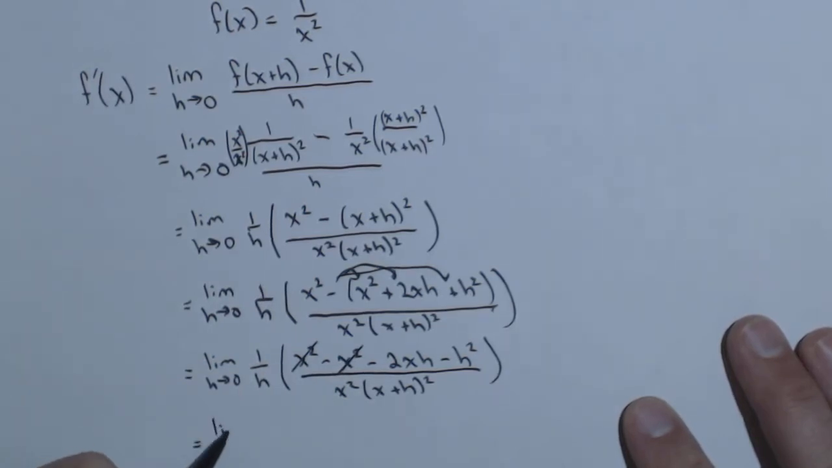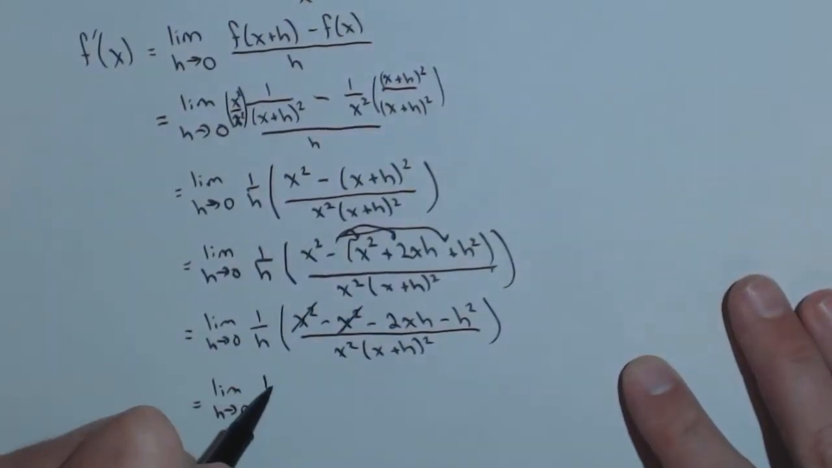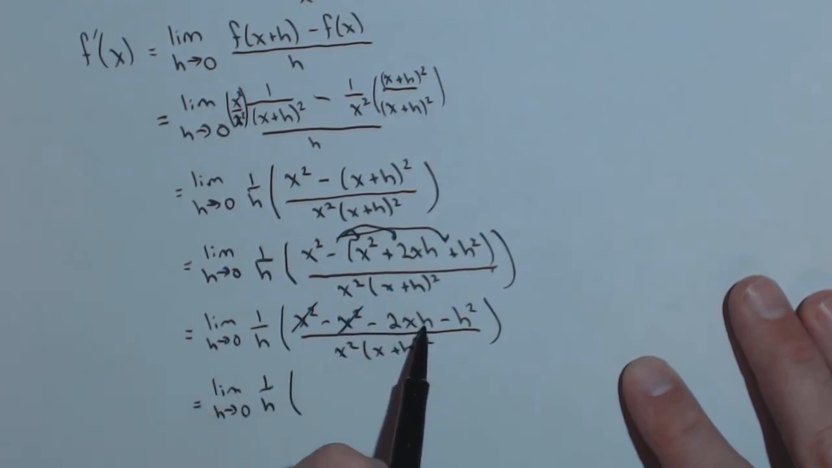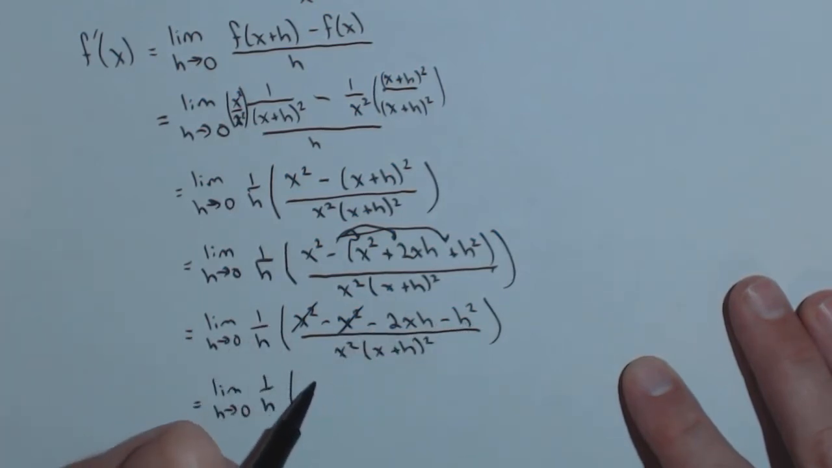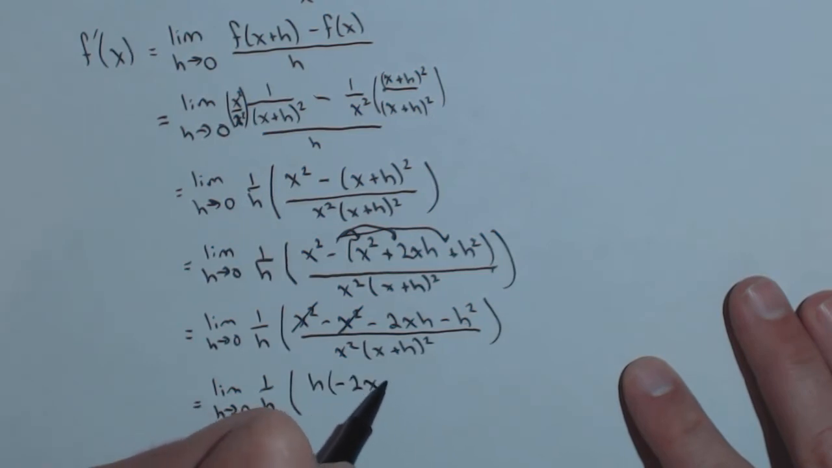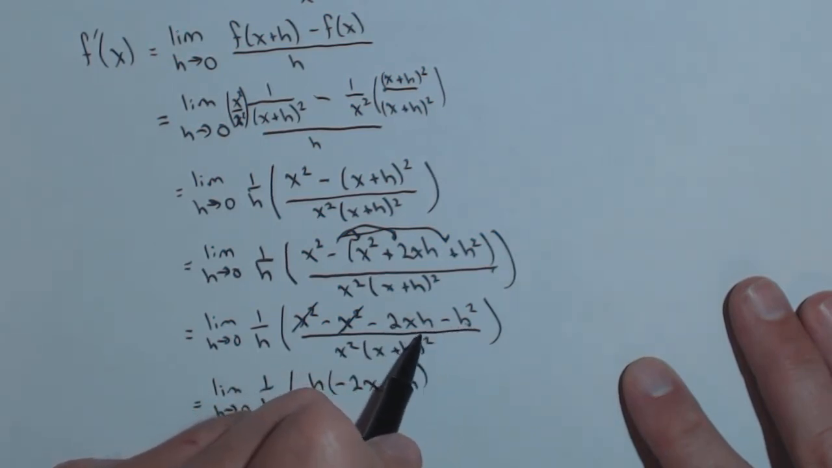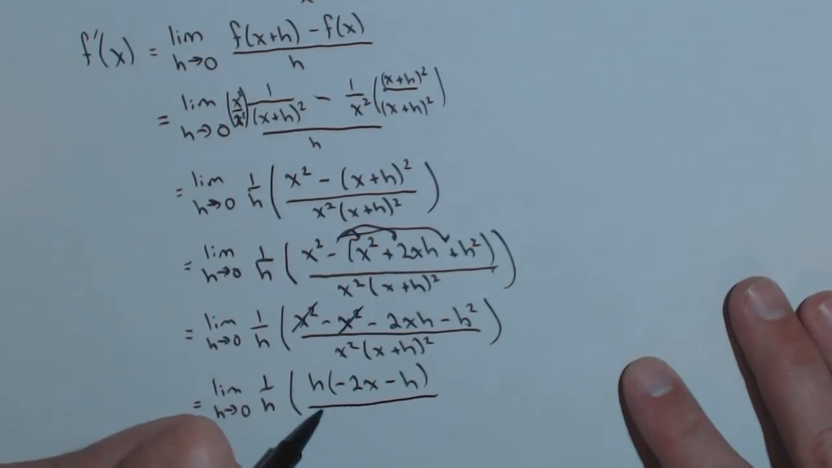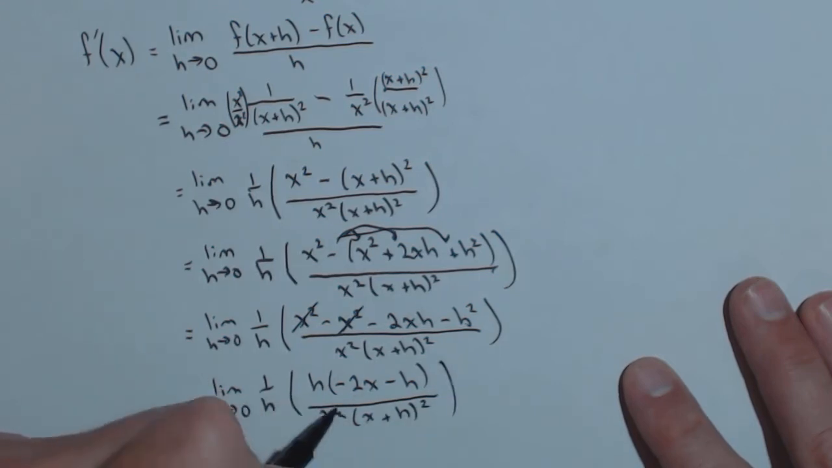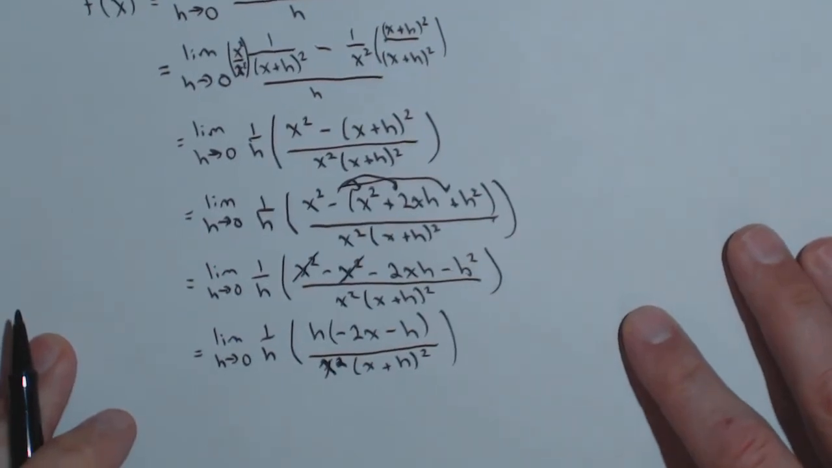And what we get left with is the limit as h approaches 0 of 1 over h. Notice the two terms both have an h left in them, so that numerator I'm going to rewrite as h times negative 2x minus h, and that's just factoring that h out, over x squared times x plus h, the quantity squared. Let's make that a little nicer so that's an x squared there. Now, this h will cancel out with this h.